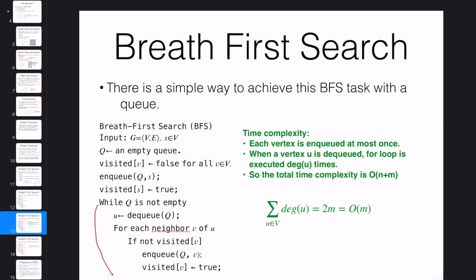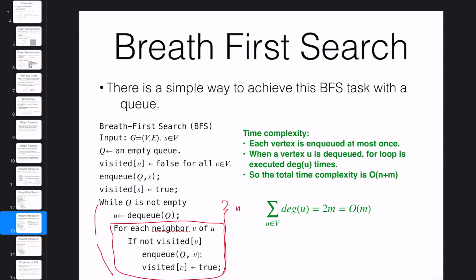So the number of iterations that you have in this outer loop, the while loop, is going to be n. Probably I should just show it this way. The number of iterations here is going to be n. But I have another loop inside that. There is a nested loop here.